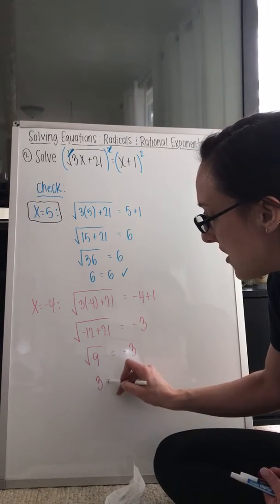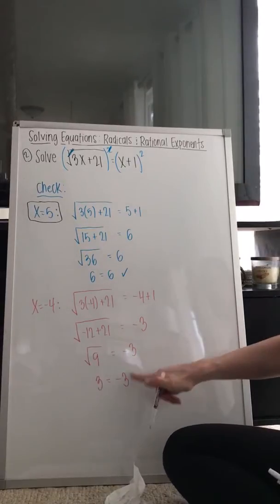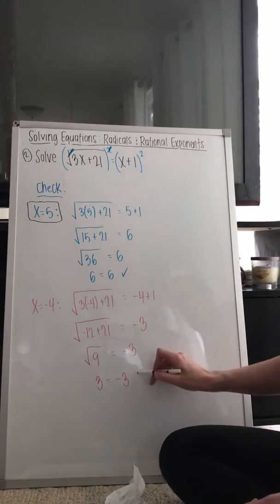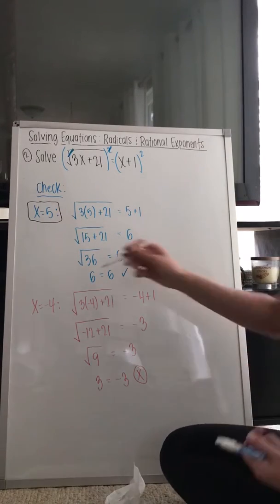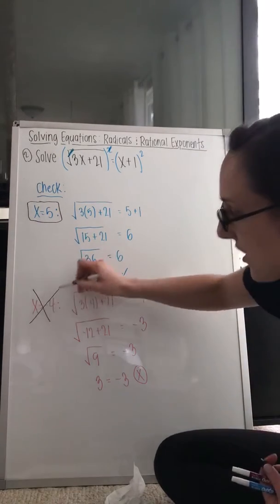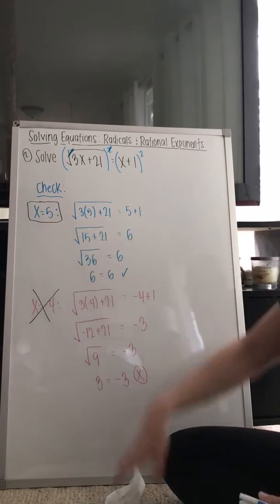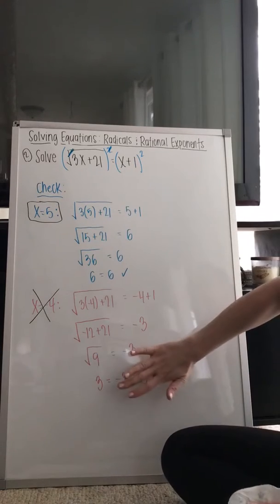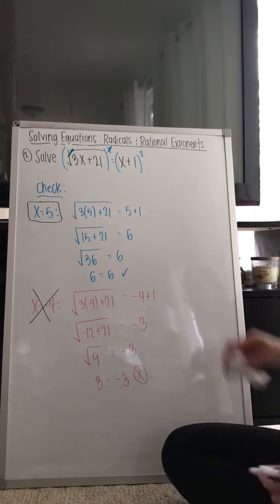The problem here is when I take the square root of 9, that leaves me with a positive 3, and we're saying that is equal to a negative 3. So obviously that is not a true statement. 3 does not equal negative 3. So that tells us that this x value of negative 4 is actually not a solution. So the only solution that does work is the x value of 5. And remember that this process, especially when we have 2 possible answers, is really important to tell us if these solutions are going to work or not. So that's why you really need to check.